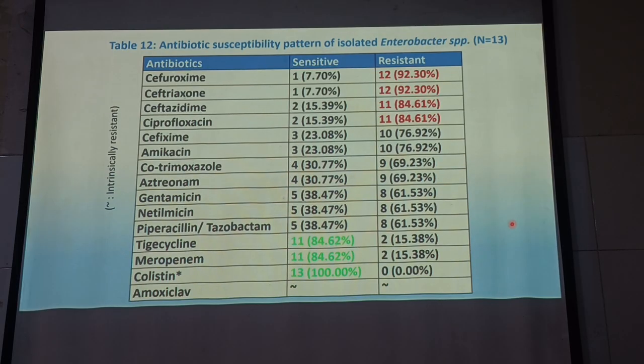Table 12 shows the antibiotic susceptibility pattern of isolated Enterobacter species. Enterobacter was over 80% resistant to cefuroxime, ceftazidime, ceftriaxone, and ciprofloxacin. 23 to 38% were sensitive to cefixime, amikacin, cotrimoxazole, aztreonam, gentamicin, netilmicin, piperacillin, and tazobactam. Highly sensitive to tigecycline and meropenem. 100% sensitive to colistin. Amoxicillin was not tested.